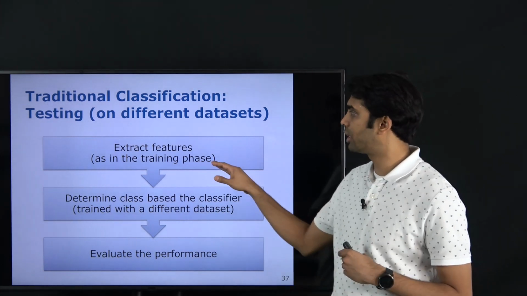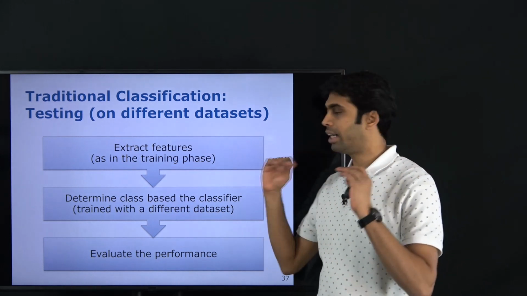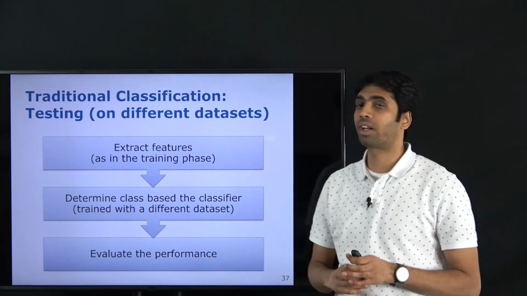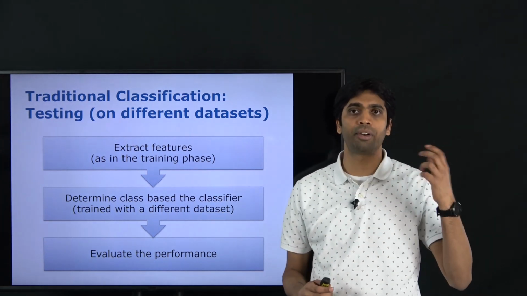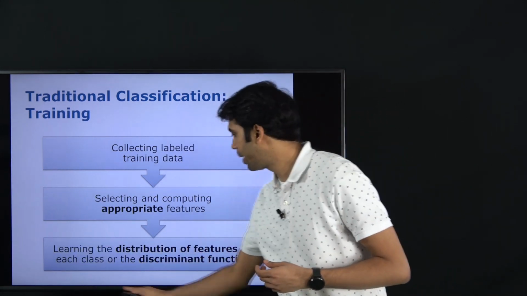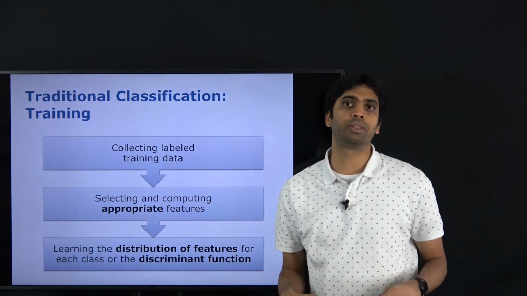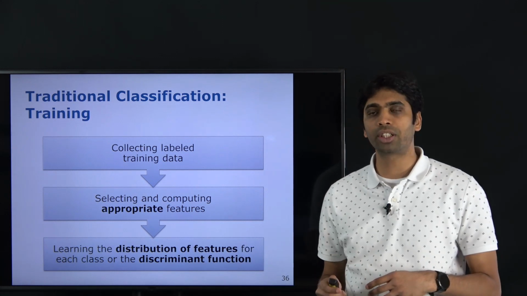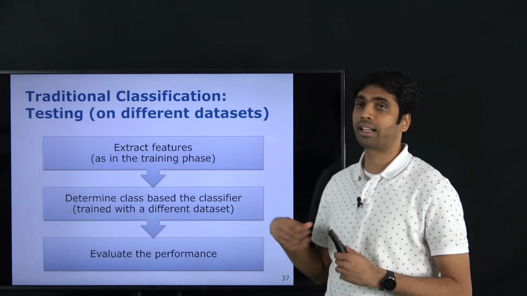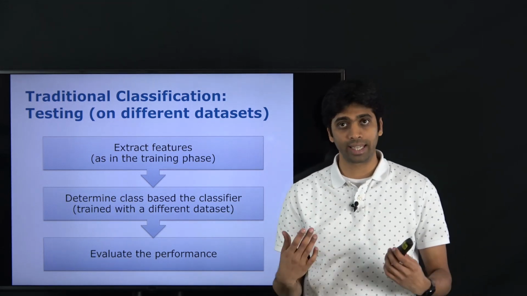So again, the process goes similar. You get the data, right? You get your raw image, for example, you extract the features, then you determine your classifier based on the model that you computed before, right? So based on this step here where we learned the feature distribution, where we came up with a discriminant function, we use that function to actually classify a new data from the test set.